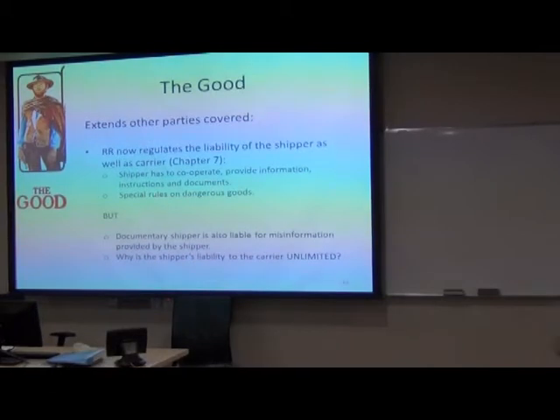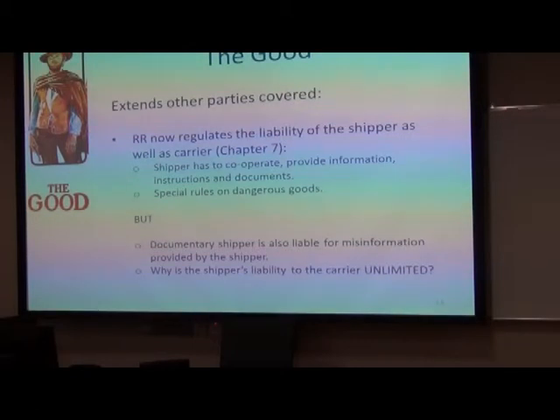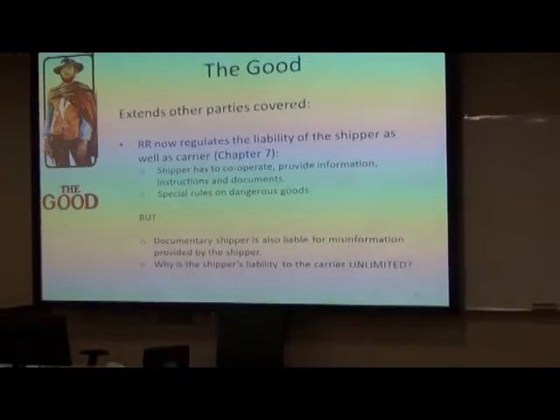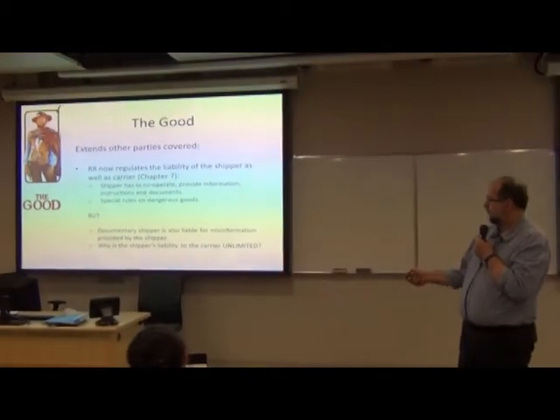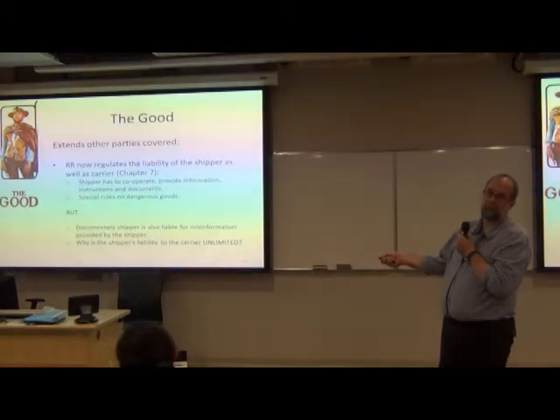Okay, so carry on this theme of extending to other parties. As I said, the idea is now the liability of the shipper as well as the carrier is covered in Chapter 7. And the Rotterdam Rules spell out far more clearly what the duties of a shipper are. In both Hague and Hague-Visby rules, there's very little about what the shipper has to do, just a mention in passing. Chapter 7 now provides detailed instructions on what the shipper has to give the carrier in order to facilitate trade. The most important aspect of Chapter 7 is probably the special rules on dangerous goods.